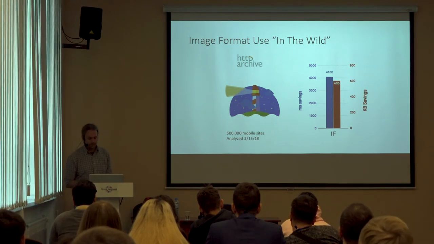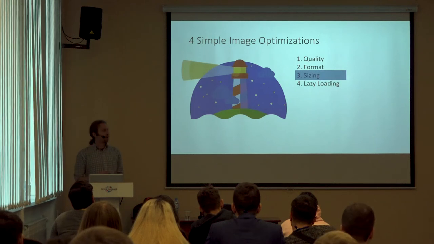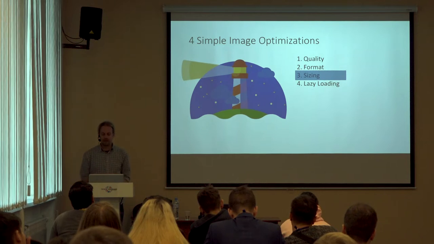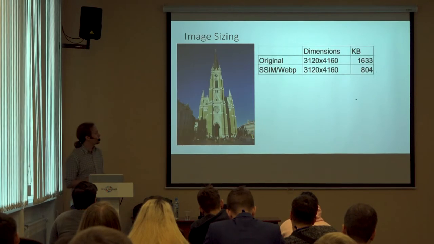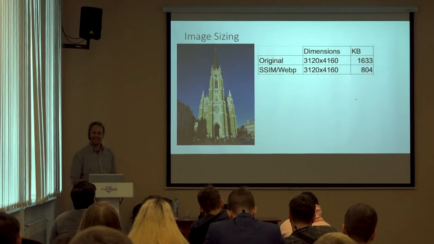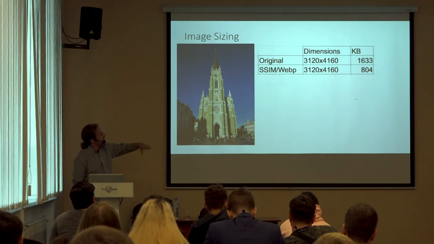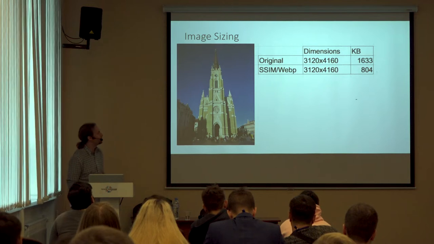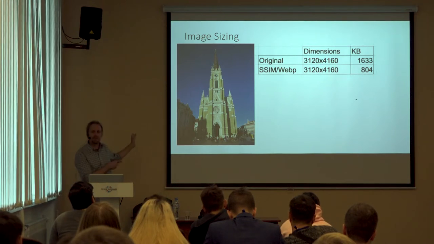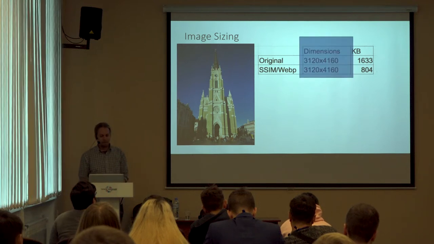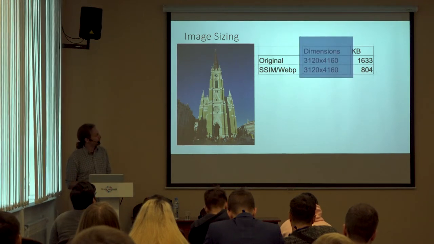Third optimization is sizing. And this is sort of responsive images. So the idea here is I took this picture of a cathedral in Novi Sad, and the original image is 13 megapixels. It's 1.6 megabytes. I do all the optimizations we just talked about. I get it down to 800 kilobytes. But it's still 13 megapixels.